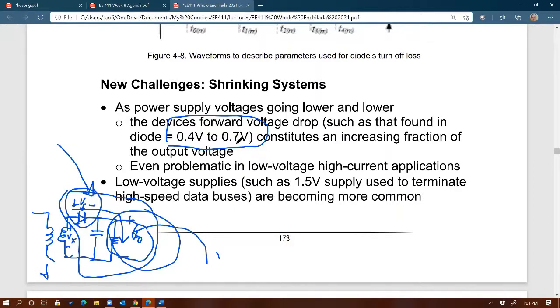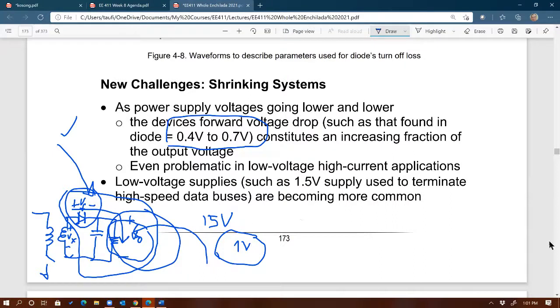Well, that is all fine if the output voltage is, let's say, 15 volts. If the output voltage is 15 volts, 0.4, 0.7, that's only a small fraction of 15 volts. But what if the output voltage is 1 volt? That's a problem. If the output voltage is 1 volt, then a 0.5 drop across this diode will represent a 50% portion of the output voltage. That is not good in terms of efficiency. They both are seeing the same current.